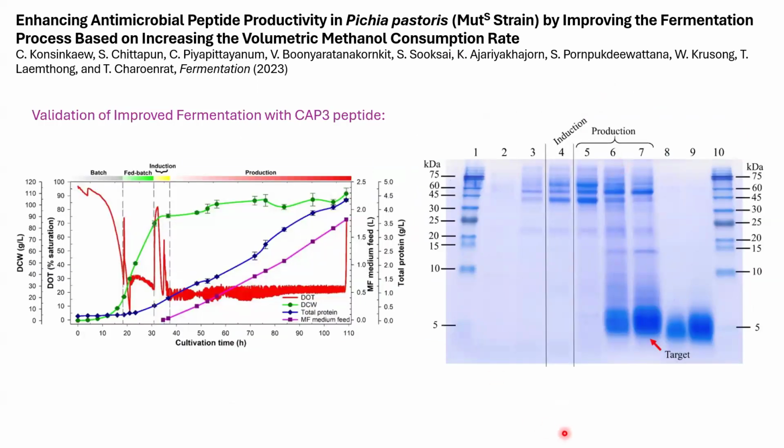Finally, this method was validated by using it for a separate peptide, the CAP3 peptide, and a high productivity was achieved without any further optimization. And so this improved method has been demonstrated to increase productivity for at least 2 peptides, and these strategies may be applicable to a number of other proteins.